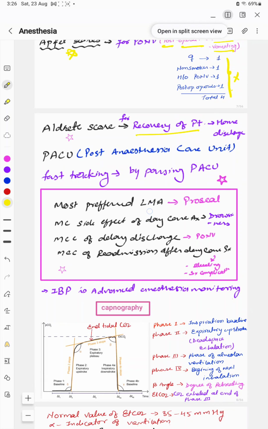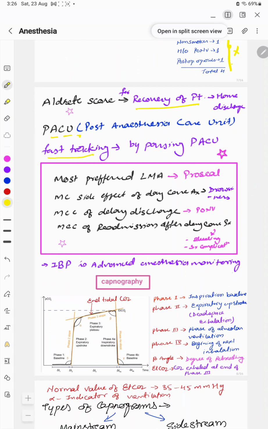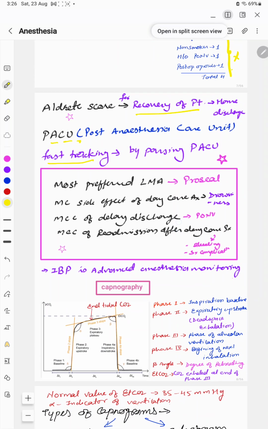And what is fast tracking? What is PACU? PACU is the post anesthesia care unit. And what is fast tracking? Bypassing PACU: it means you will not send the patient to the PACU. You send the patient directly home. Then you can say this is fast tracking. And most preferred LMA.